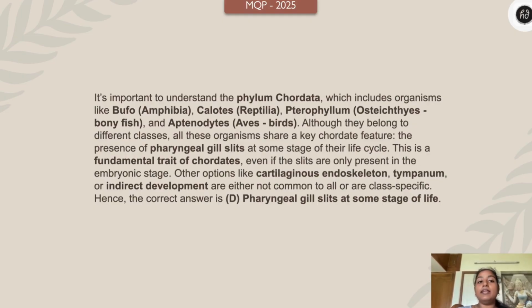And what is the commonality? They all have the pharyngeal gill slits at some stage of their life, right? Yes, you know, in some of them the slits are present only in the embryonic stage, right? But the other options, if you see, the cartilaginous endoskeleton, tympanum or indirect development are either not common to all or class specific, correct? That is why the answer is pharyngeal gill slits at some stage of life.